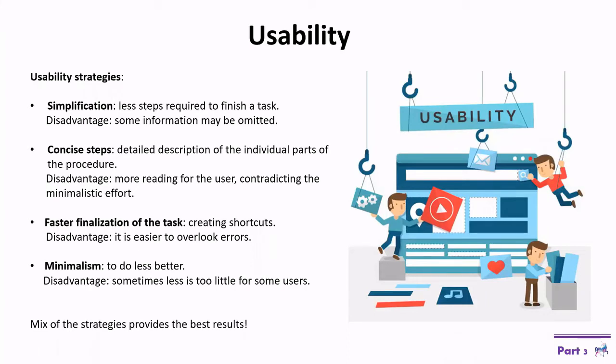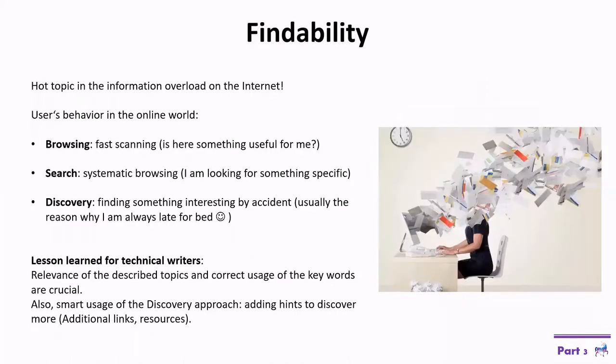So UX design says that the best approach is to combine and mix these strategies and use your common sense to find, let's say, the best ratio for your reader. Another part is findability. This is a very hot topic because there is a huge information overload on the internet, and you probably know all about search engines and how to find documentation.